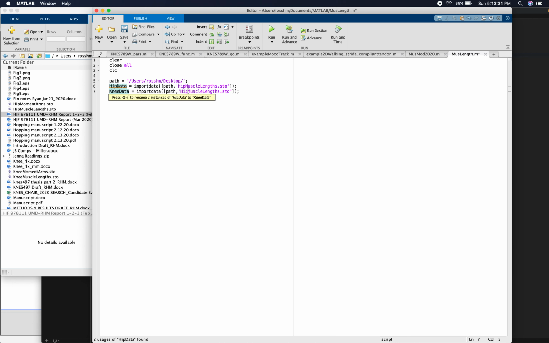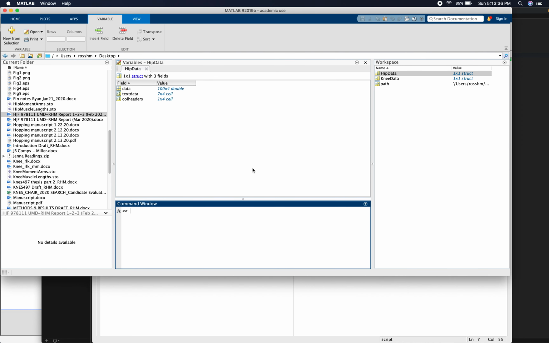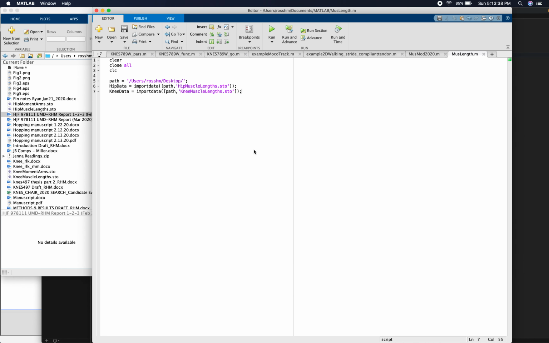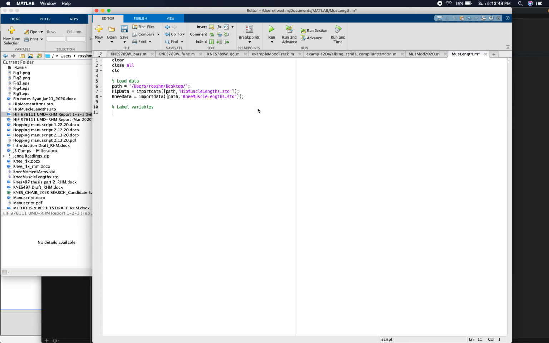Let's do the same thing here for my knee data and get those in there as well. So I'm going to load data. And let's then label my variables. I want to pull off my length of my gluteus muscle. That's going to be hip data, and then the data field inside of there. And I believe it was specifically column 3 in those data.